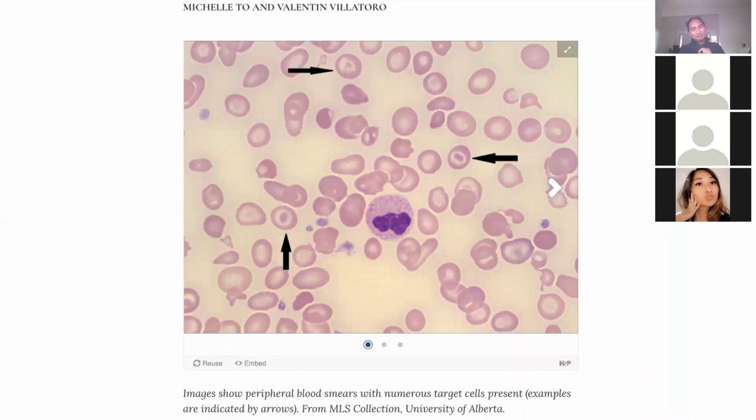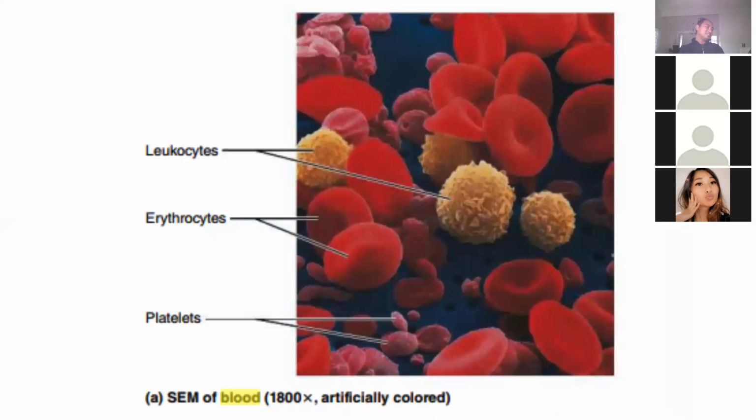RBC target cell. Target cell, that's the same as your target. This is pretty lovely and normal. Biconcave RBC, spherical WBC, and chips and pieces of platelets. You wouldn't even say this is a cell. You will say, what is this rubbish? It's not rubbish, it's platelet.